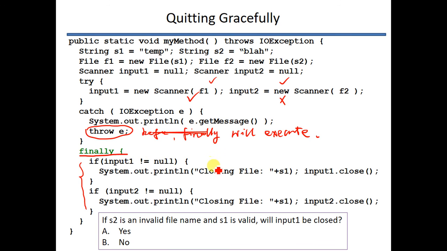And this is the good part, because in here you can check if one of them is null or not. If they are not null, you close them. Right? So this is the idea. You have try, catch, and finally. And this throws exception is linked to this throw E, just like before.